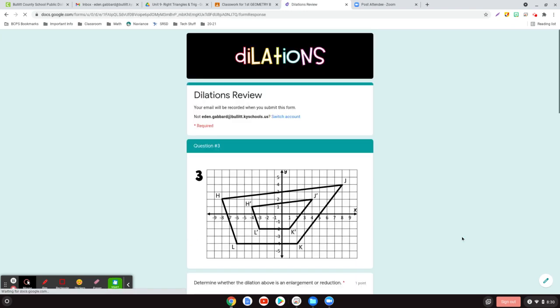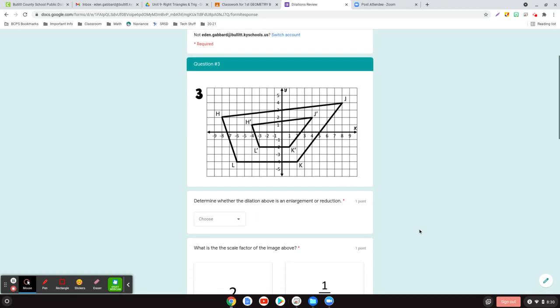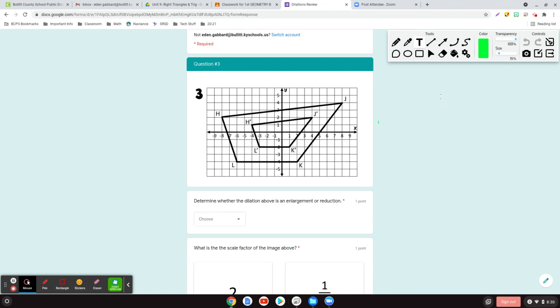Let's see what we have next. All right, so on number 3 here, we need to decide which is our original and which one is our ending figure. Well, our original one is this bigger one because it does not have the prime marks. And we can see that this smaller figure has the prime marks.